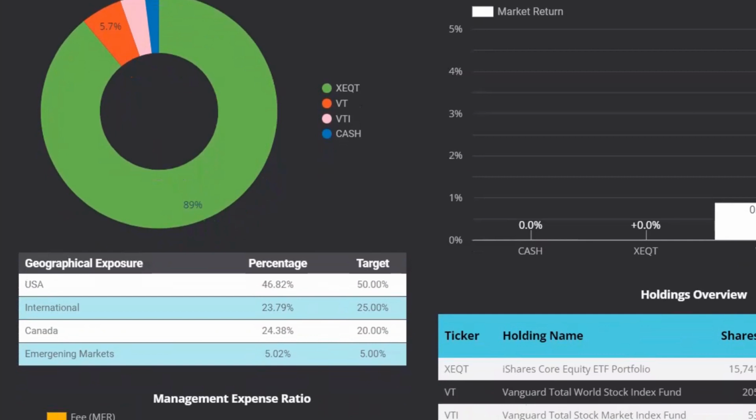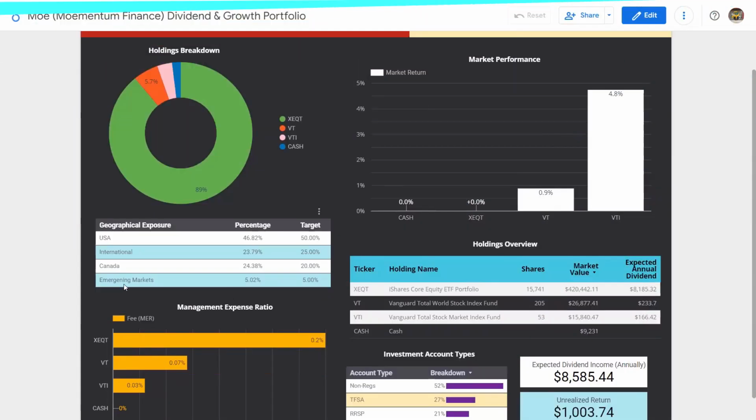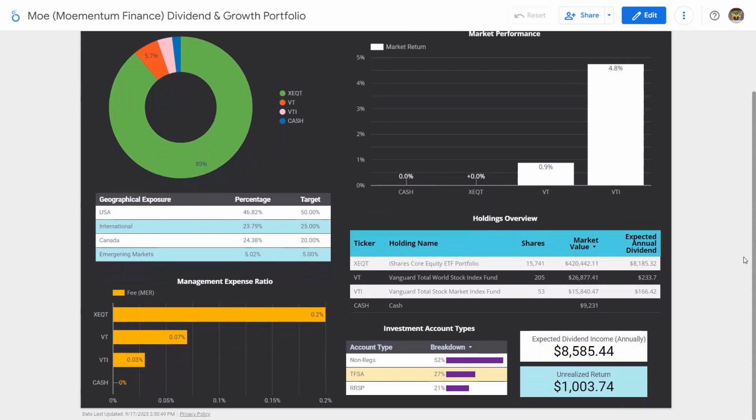By adding more shares of VTI to my portfolio, I would lower indirectly my exposure to Canadian markets. Lastly, for emerging markets, I have set a target of 5%. Currently, I'm at just slightly over 5%, which I'm happy with for now.